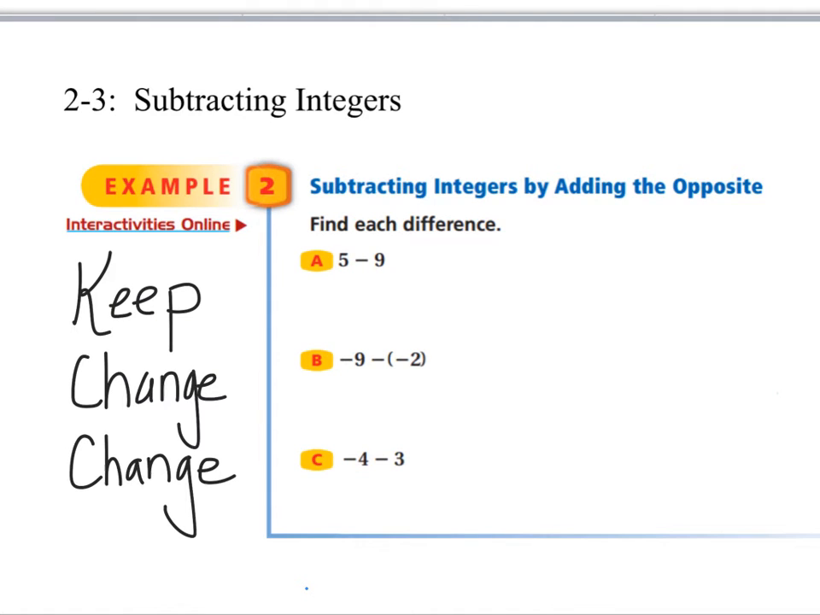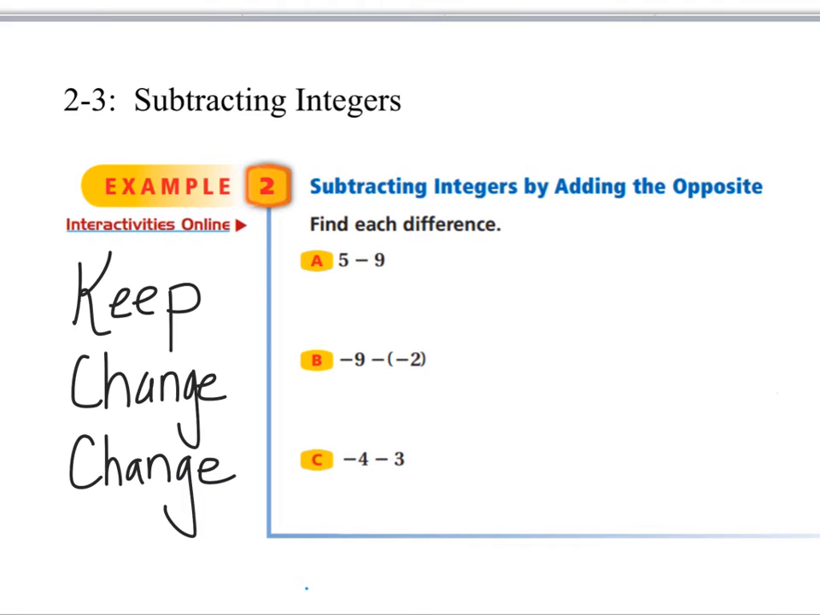When it comes to subtracting, then you all of a sudden have to learn a whole other set of rules. And I don't like that. So you know what I'm going to do? I'm going to change every one of these back into an addition problem and just use the rules that we just practiced. Well, how do I do that? Well, it's something called keep, change, change.